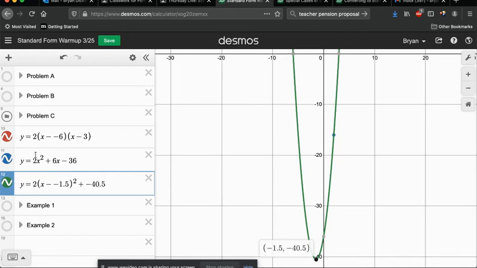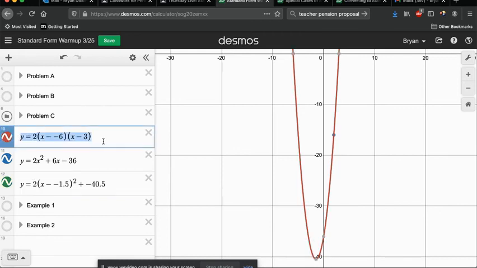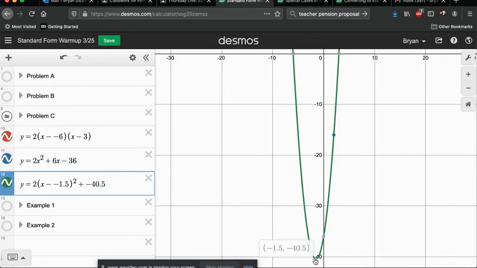And notice how the a value in all three formats is exactly the same as it should be. So once again, to find factored form, you need to know the x-intercepts, which we did. Once we knew factored form, we could then find standard form. And then finally, once I had a graph of the parabola, I could finally see what the vertex was, and so I was able to write it in vertex form.